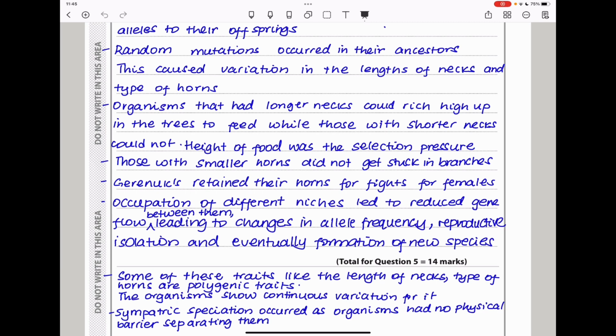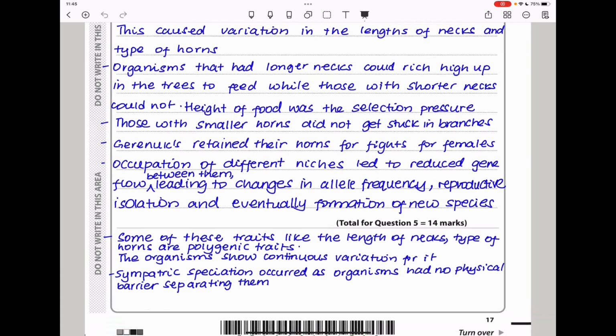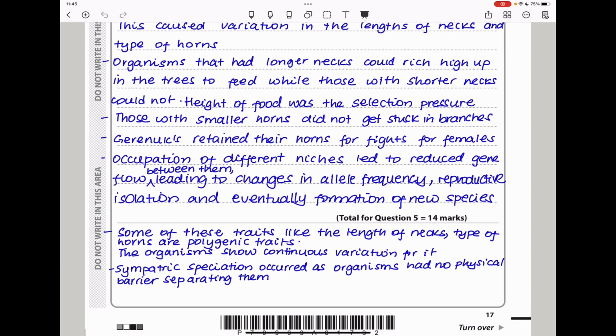And therefore there was reproductive isolation that was created, and over periods of time there was generation of new species, so they could no longer mate and create offsprings that could have offsprings of their own. So they were kind of like sterile offsprings that could be produced if they were able to mate with them.